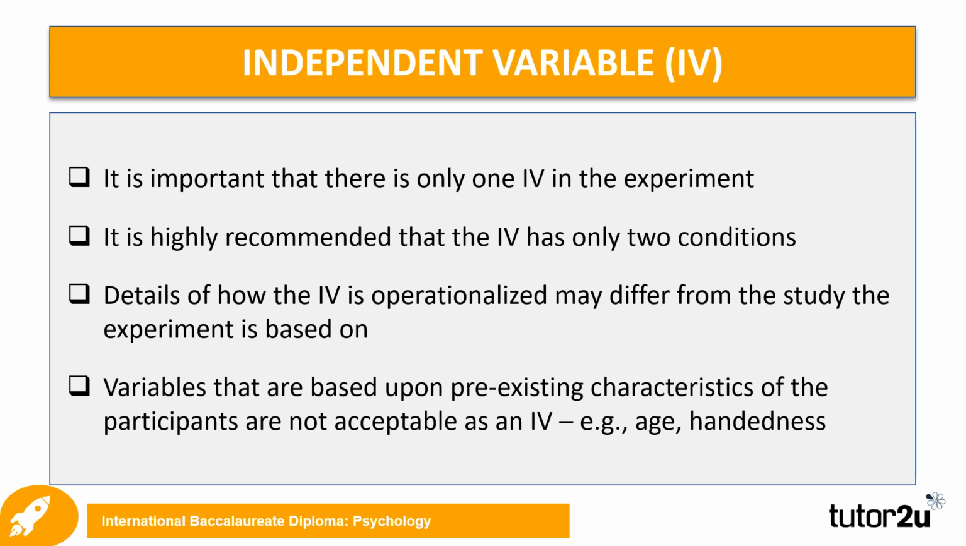When it comes to the independent variable in the internal assessment, it is important that there is only one independent variable. It is highly recommended that the independent variable has only 2 conditions. Details of how the independent variable is operationalized may differ from the study which the experiment is based on. Variables that are based upon pre-existing characteristics of participants are not acceptable as an independent variable, for example age or handedness.